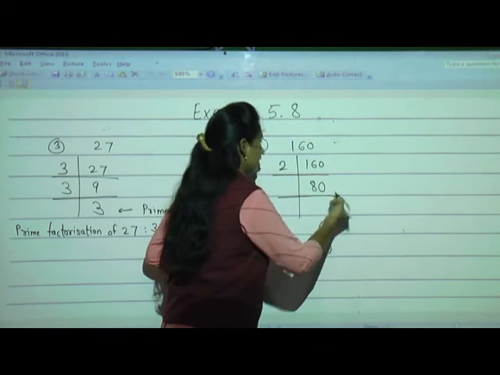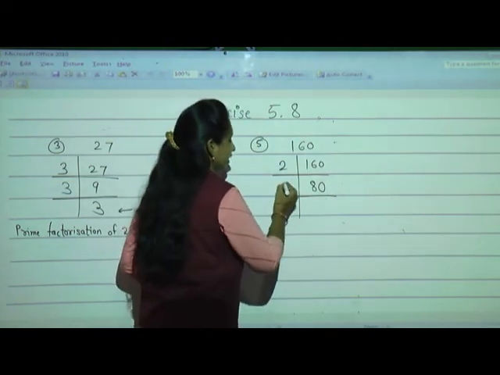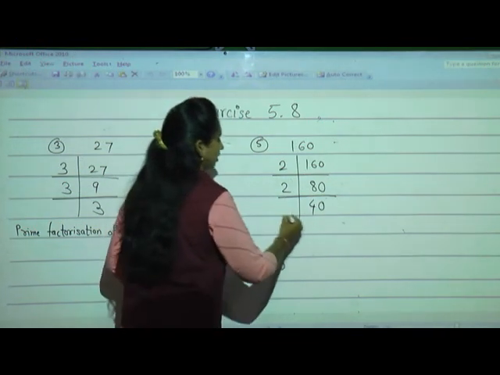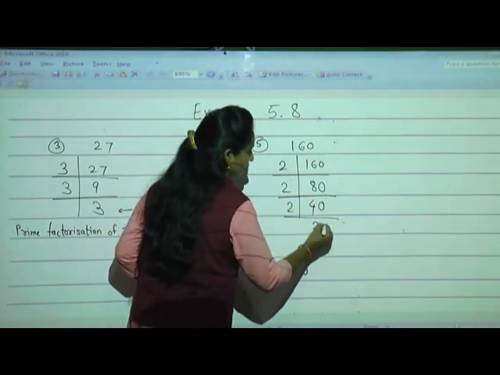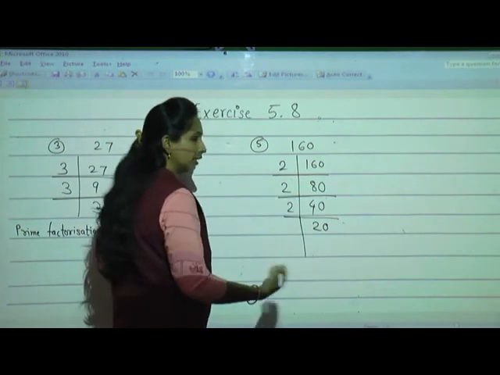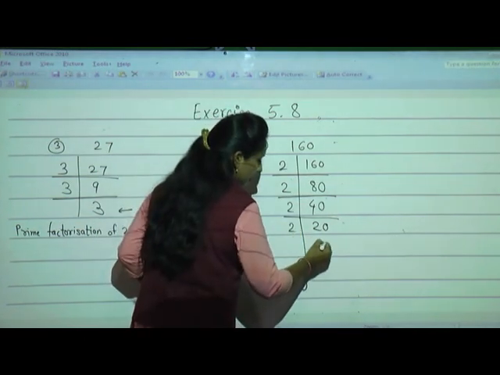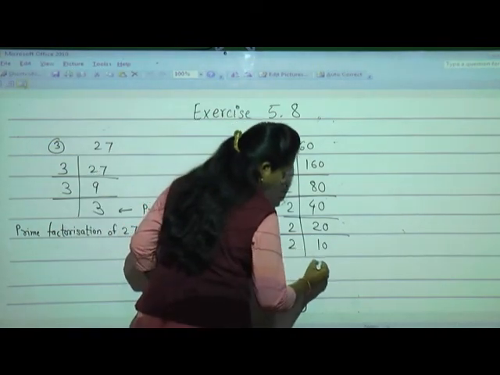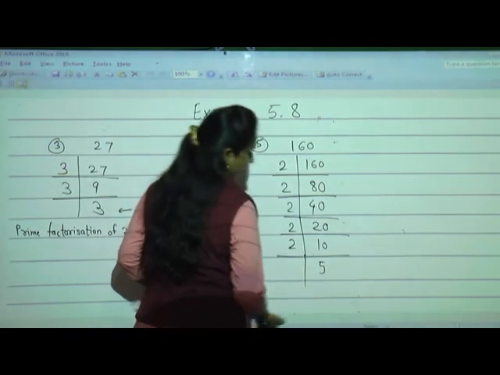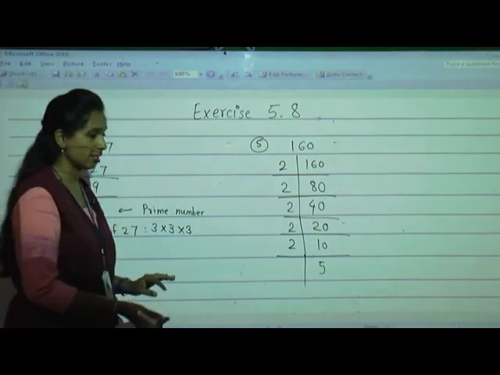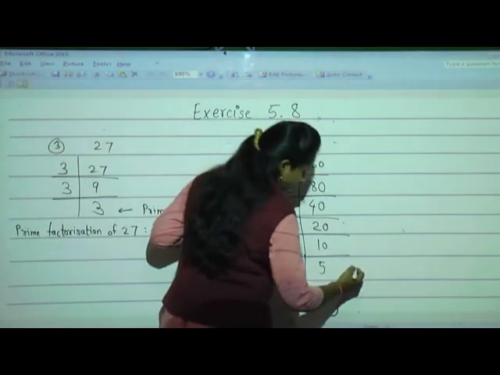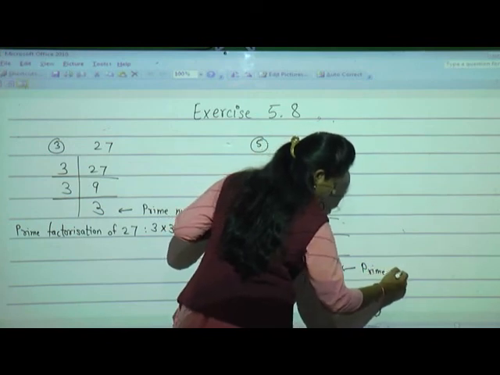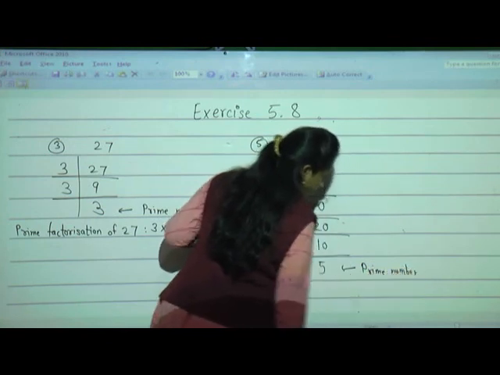Now next, again we can divide with 2 only. 2 4s are 8, 0 as it is. The next 2 2s are 4, 0 as it is. The next 2 10s are 20. The next 2 5s are 10. See, now we are not going for the next step. Why? Because on the right side we got a prime number. So when we get a prime number, we need to stop.